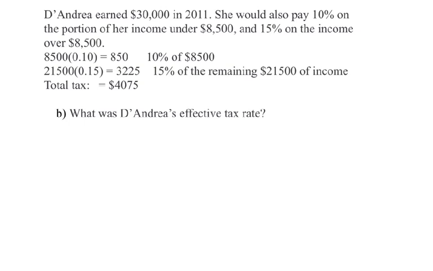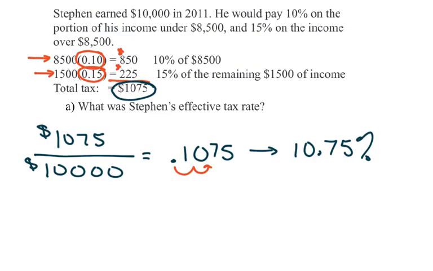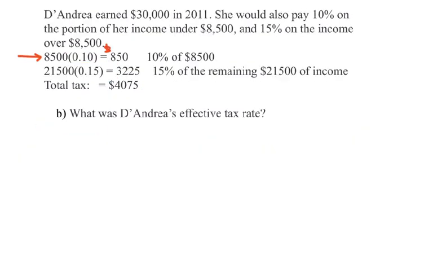In Part B, DeAndrea earns $30,000 in 2011. She's also paying 10% on the portion of her income under $8,500 and 15% on the income over $8,500. And so you can see we take her first $8,500, multiply it by the 10%, we get that $850, the same amount as Stephen. Then the next $21,500 that she earned is taxed at a rate of 15% for a total of $3,225 taxed at that 15%.